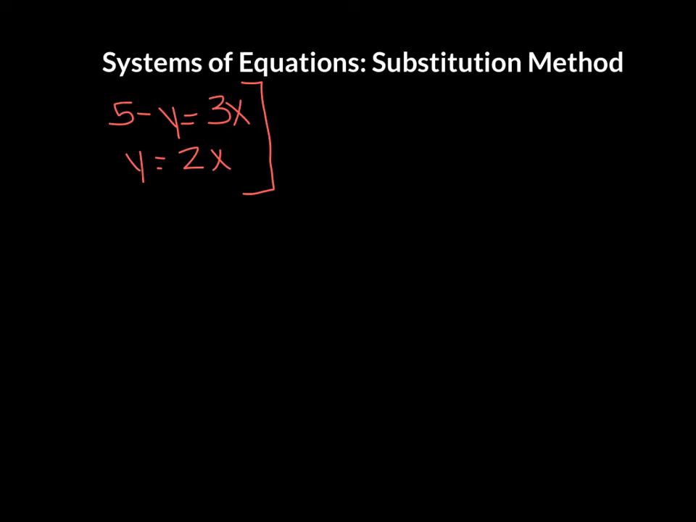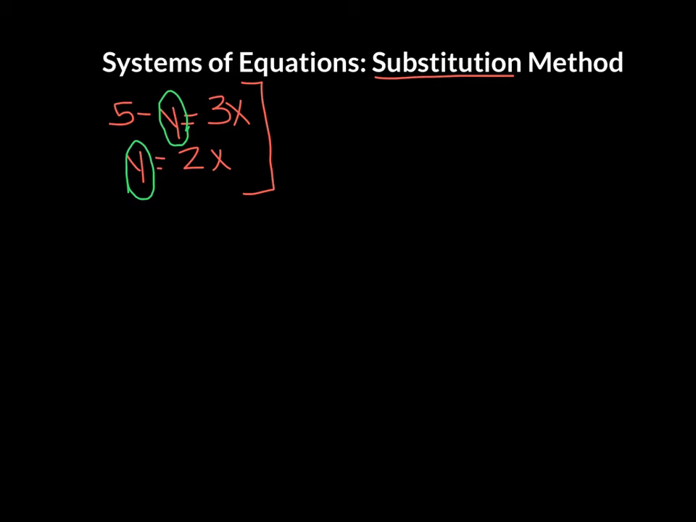So substitution is exactly that. You are going to substitute one of the variables in for the other. It looks like the easy substitution will be y, because we have y equals something. Up here is the other y. Those are going to be the same thing. We know y equals y.